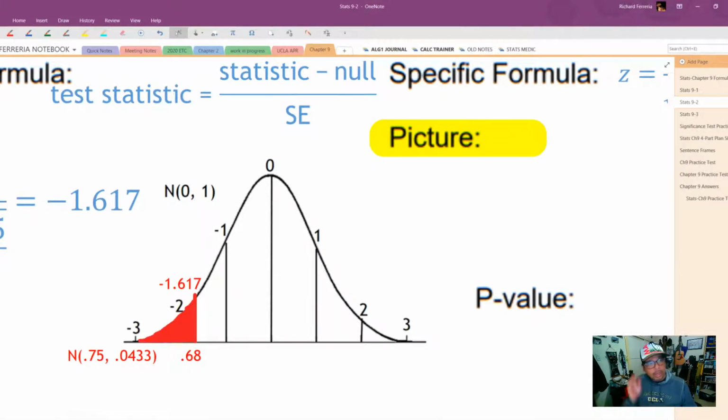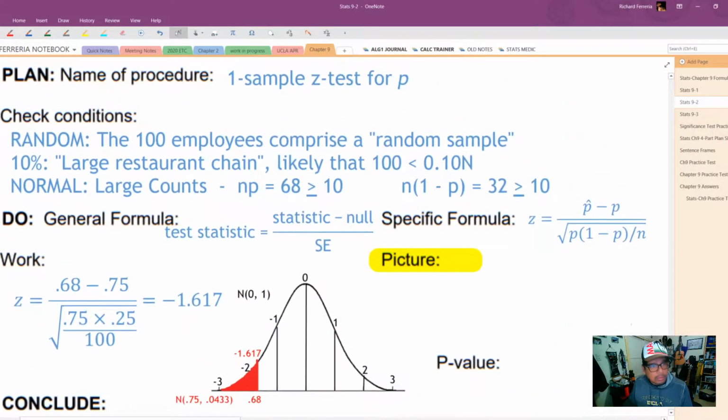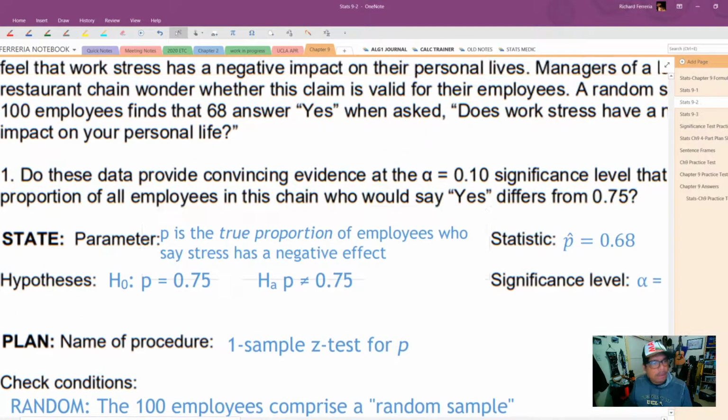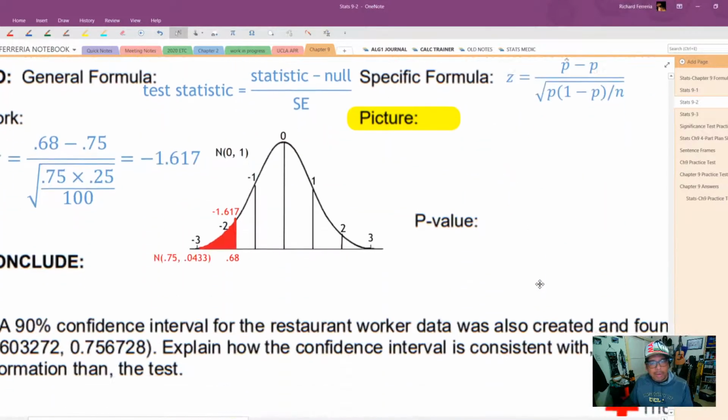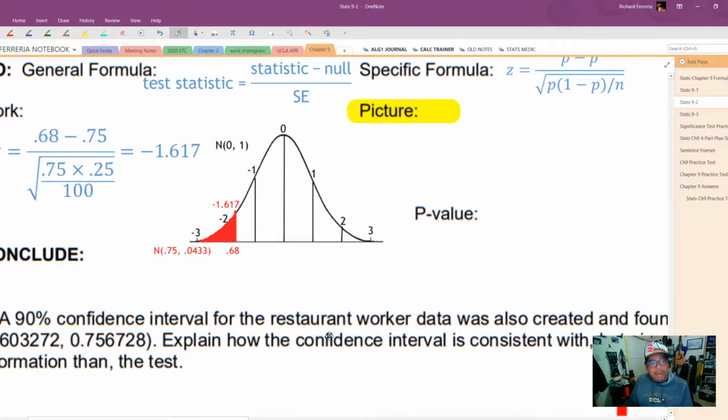And that looks pretty good, but remember what we said earlier. We have over here the alternative hypothesis is p is not equal to 0.75. That tells me that we have a two-tailed test. Well, we already have found the area of one tail. So when we go back to our picture, we've got to find the area of the other tail.